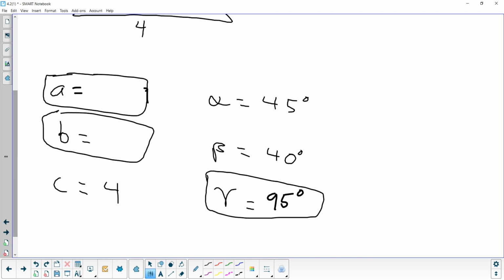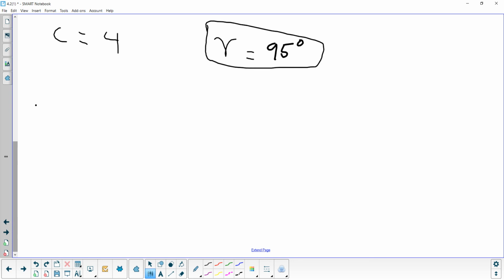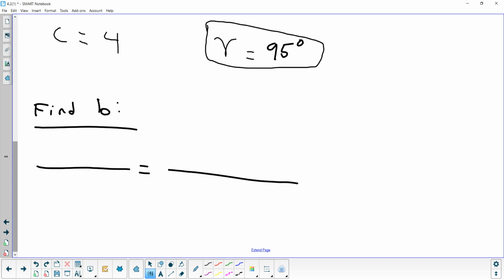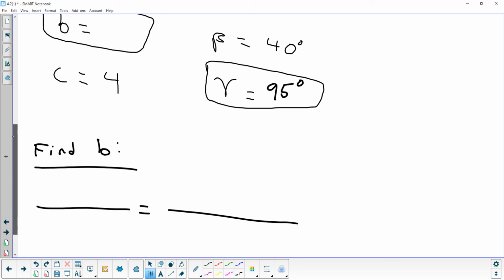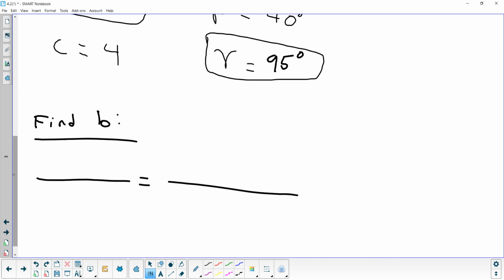And now from here, it's just like the last problem. So let's do B first. Okay, you have a choice. You could do A or you could do B. They're independent, it doesn't matter. So let's find B. All right, so Katrina, could you tell me how I could plug in this bottom row into my proportion on the left? So what would go in the top?